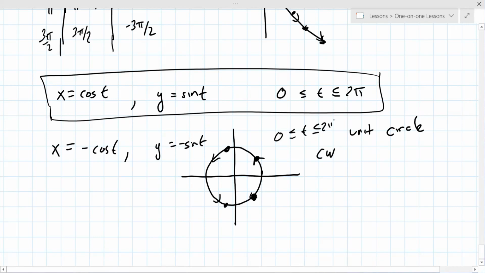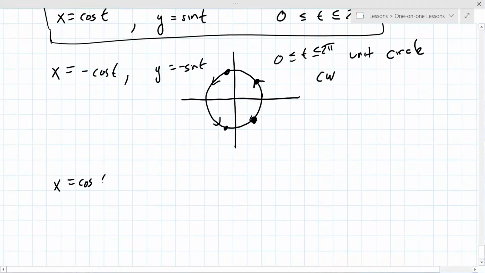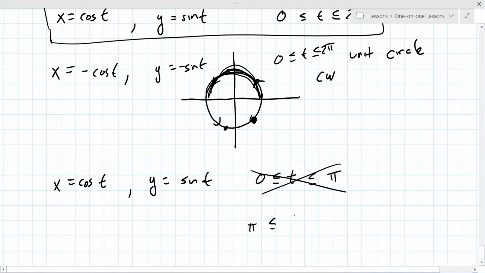Cool. Let's go back to this top one. Let's say you only wanted to be in the first and the second quadrant. What would t go up to? So pi, I only want the top half here. Pi over two? No, no. Pi. Pi. Okay. Let's say I only wanted the bottom half. Pi to 2 pi? Okay.